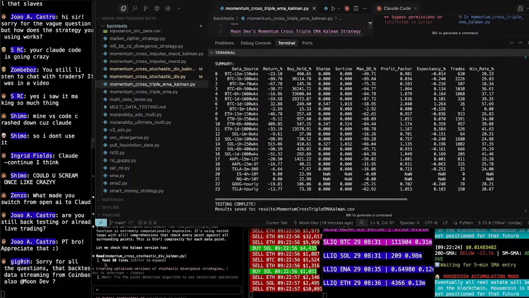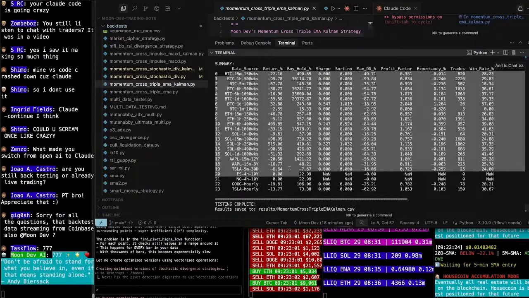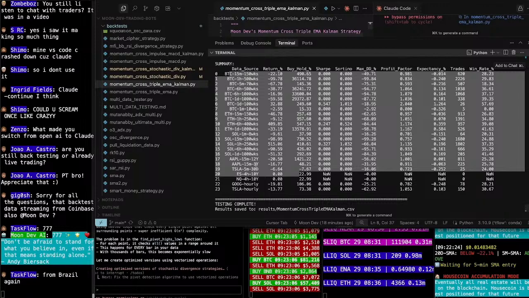That backtest data streaming from Coinbase as well. So the data I got is from Coinbase that I'm backtesting on. This streaming data is Binance down here. These are the orders and these are liquidations.